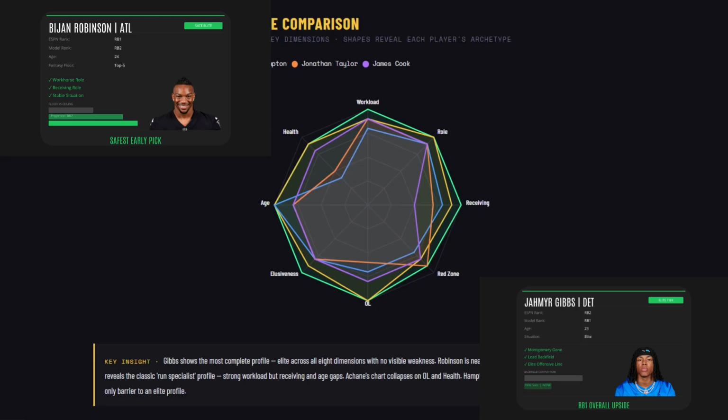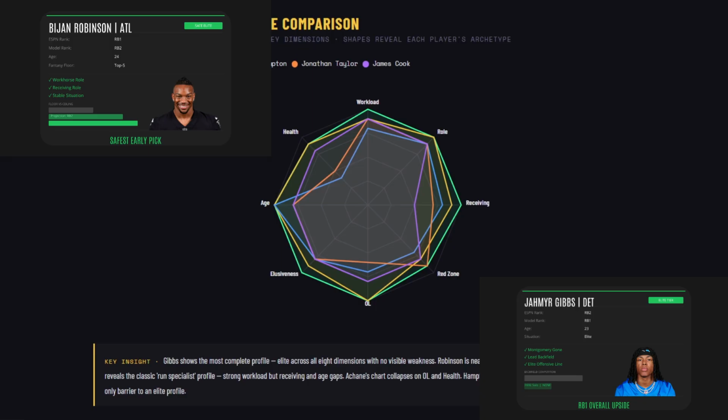Everything backs it up. As you can see from the comparison here, when we use the weighted model data, look at Jahmyr Gibbs. He's at the top for workload, role, and receiving. He has good red zone. His red zone usage increased every year. His O-line got better. His elusiveness is at the top. He has the perfect age. And his health, he's never been injured, basically.